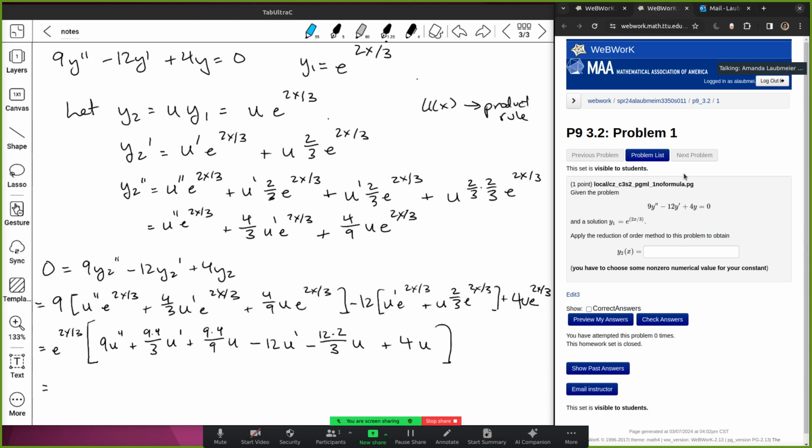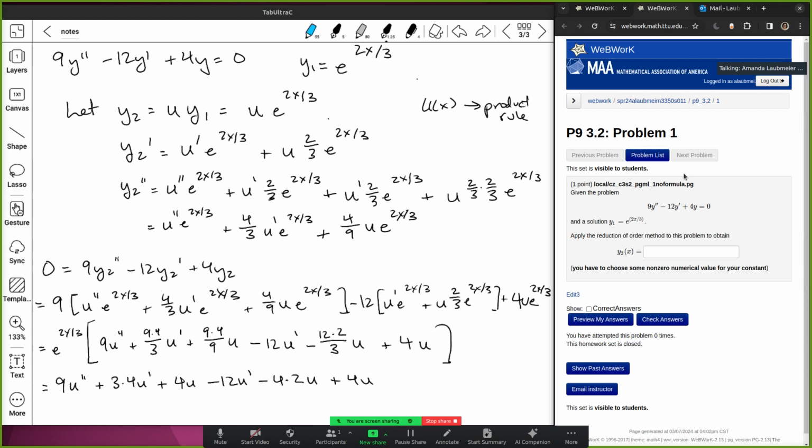So I've got 9u double prime plus 3 times 4u prime plus 4u minus 12u prime minus 4 times 2u plus 4u. I'm just dividing out these fractions here to make it a little easier on me. And hopefully this is the point where we start to see the reduction of order actually happen, where the lowest order term u drops out.